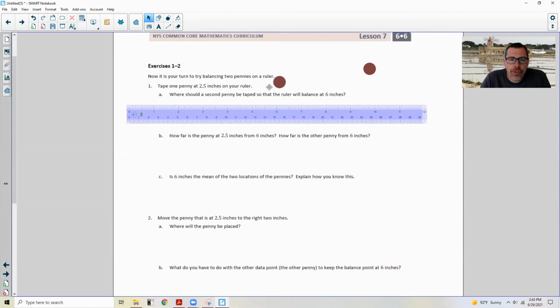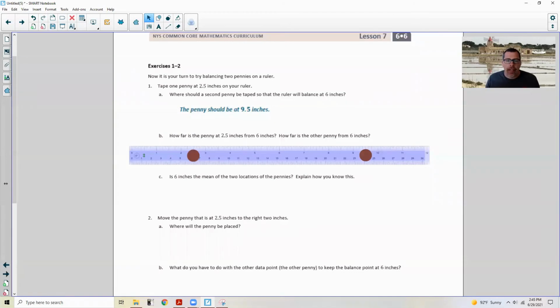Okay, so she is going to take 1 penny at 2 1/2 inches, which would be right there at 2 1/2 inches on the ruler. Where should the second penny be taped so that the ruler will balance at the center 6 inches? So if we were at 12 and 0, it'd be balanced. 11 and 1, 10 and 2, 2 1/2, 9 1/2. And there we are. So if we move this one 2 1/2 inches to the right, this one had to be moved 2 1/2 inches to the left. Okay, so the penny should be at 9.5 inches.